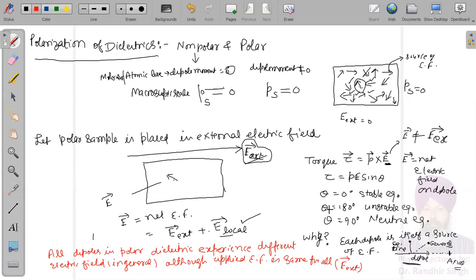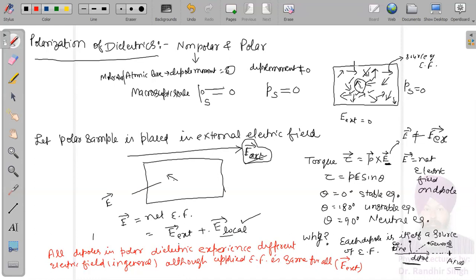You are affected by your locality. You are affected by my sound as well as locality. So the local effect will definitely produce some problem in your understanding of the physics. If they all start muting themselves, then they will become non-polar. Then whatever I am speaking, you will start listening. Similarly, all dipoles are polar because they are themselves a source of electric field.